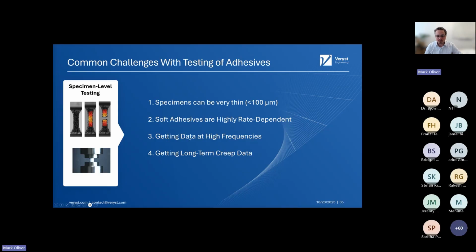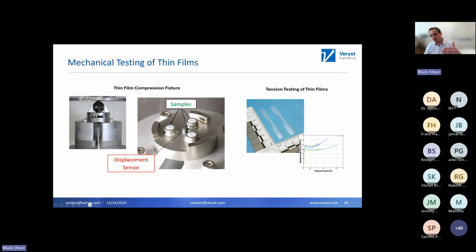The third and fourth ones I'll touch on together because they use the same approach: getting high frequency data, right? So again, if you're using an adhesive for damping vibrations, for example, you need to know how the material behaves at very high frequencies that are difficult to test at. And then finally is long-term creep. So I just wanted to have one slide on each of these four things and give examples of things that you can do that are non-standard.